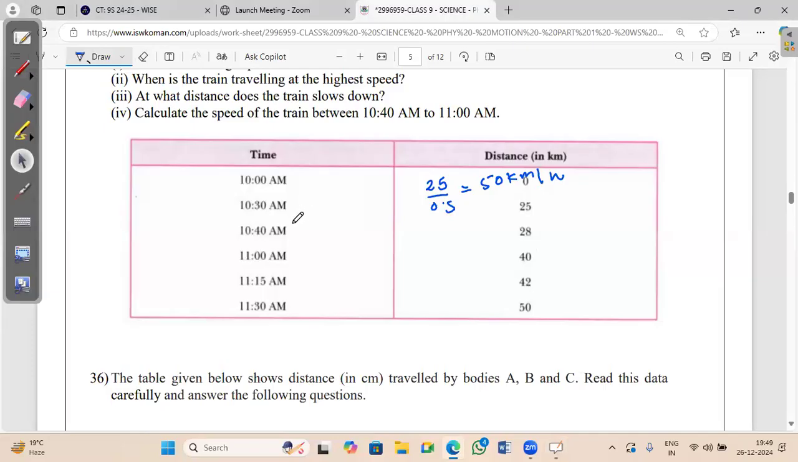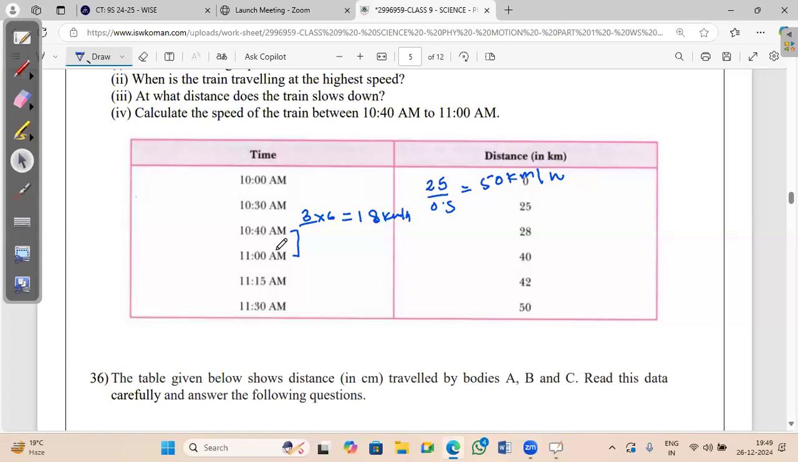For the next part of the journey, 10:30 to 10:40, I get the speed as distance 28 minus 25, which is 3, by time, 10 minutes. 10 minutes converted to hour is 1 by 6. So 3 divided by 1 by 6, that means 3 multiplied with 6, which makes it 18 kilometer per hour. For the next part of the journey, 10:40 to 11 a.m., all of you find it out and tell me in which part of the journey the train travels the fastest.